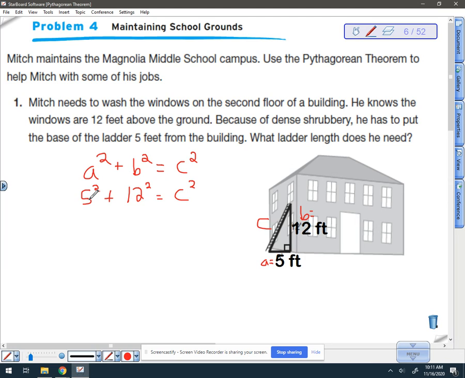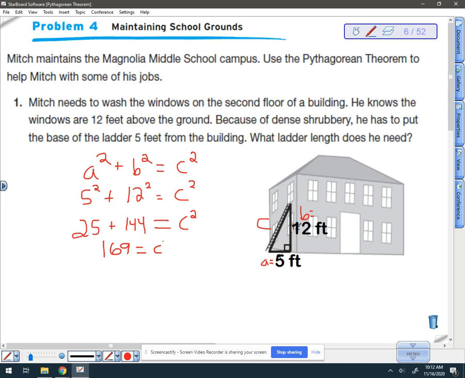So A squared, we put 5 in, we have 5 squared, so 5 times 5 is 25, plus 12 squared. 12 times 12 is 144, and then equals c squared. You're definitely going to want to write down all of your work and show your work so that you don't get anything mixed up or leave anything out. Now, we have 25 plus 144, so you add those together, and you get 169 equals c squared.